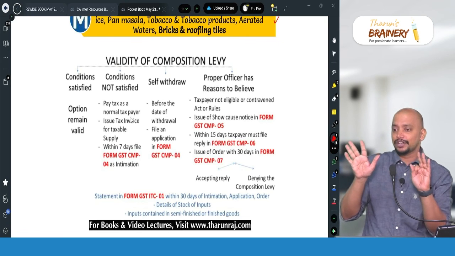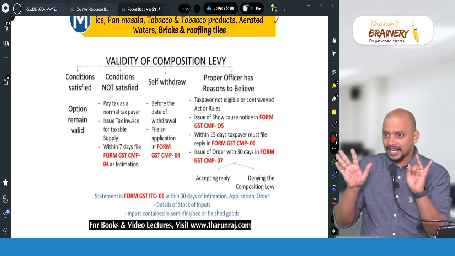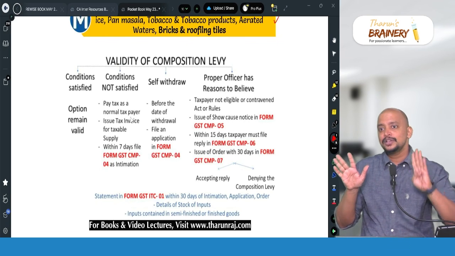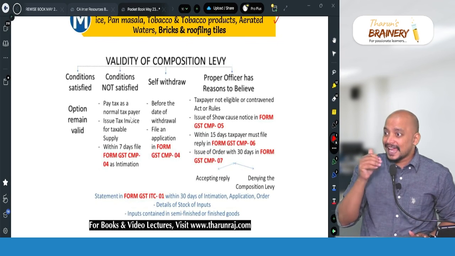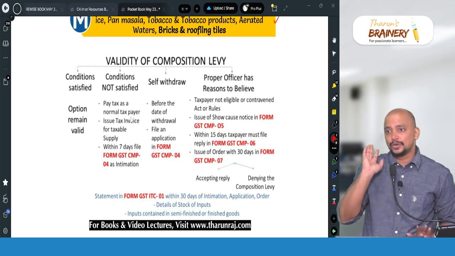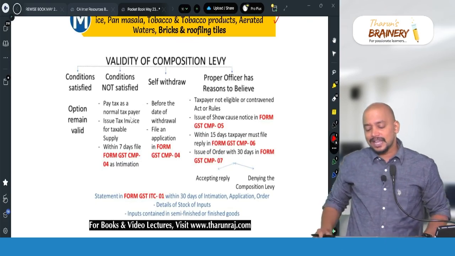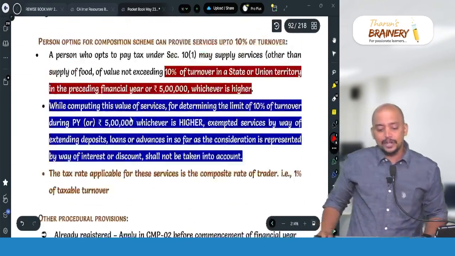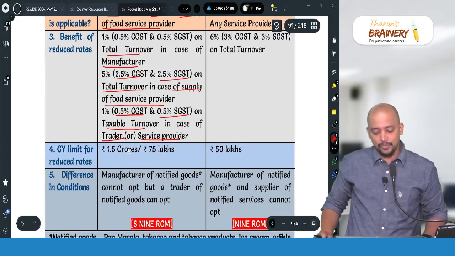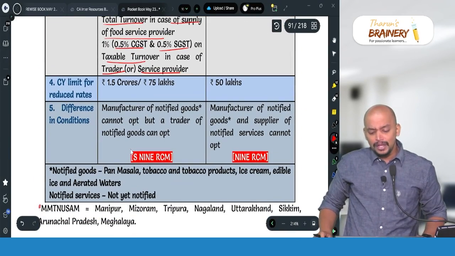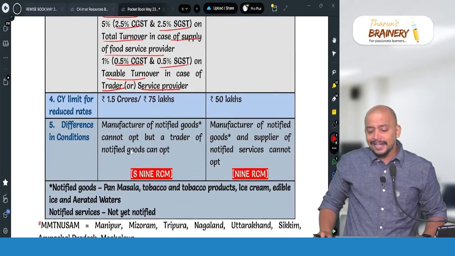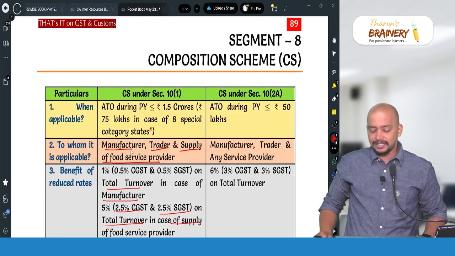What are those notified goods? Ice cream, edible ice, pan masala, tobacco and tobacco products, aerated waters, bricks and roofing tiles. So in these cases, the composition scheme is not possible under 10(1). Okay. Now in case of 10(2)(a), what are the differences?